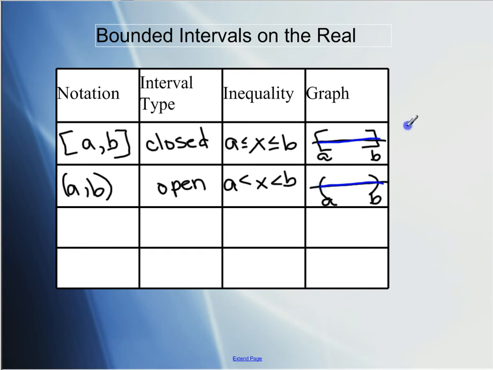Now, in the past, you may have used circles or dots instead. So another way to graph this, the closed one, would be with closed circles. And another way to graph the open interval would be with open circles.